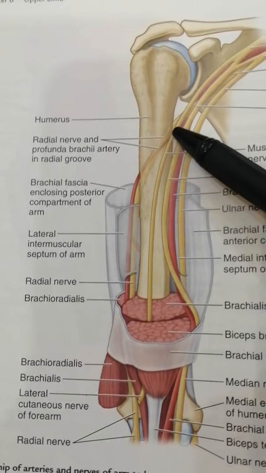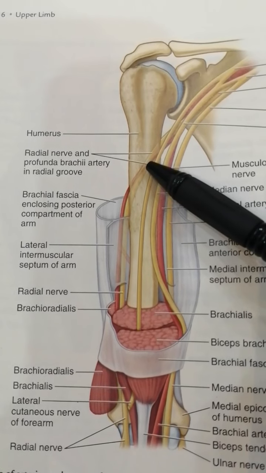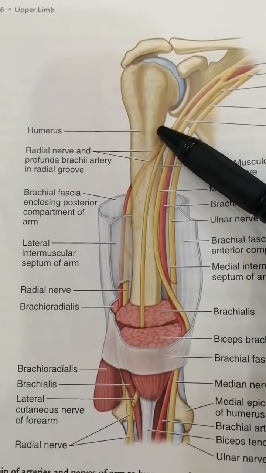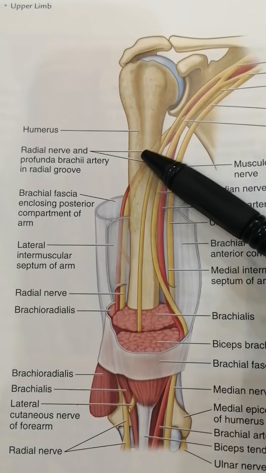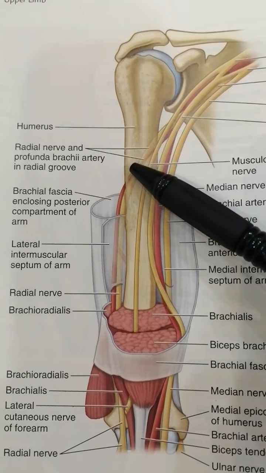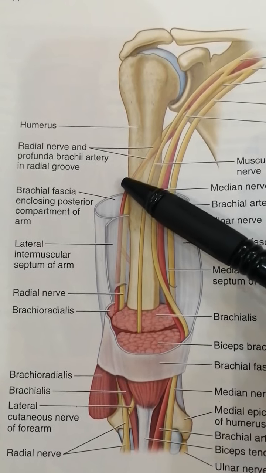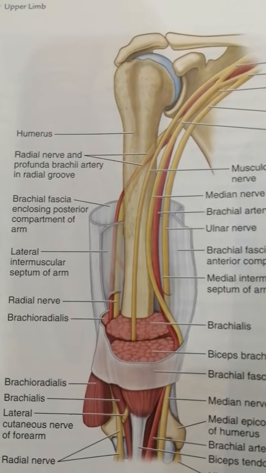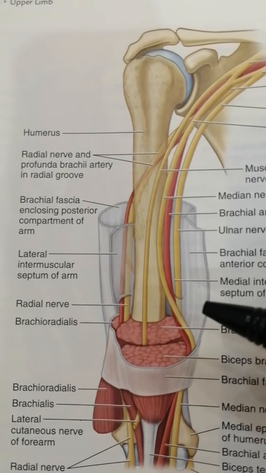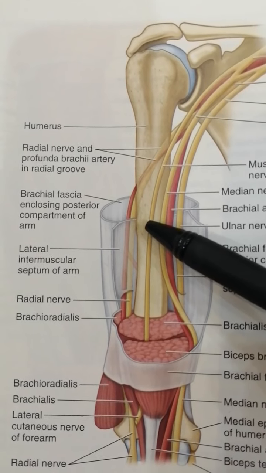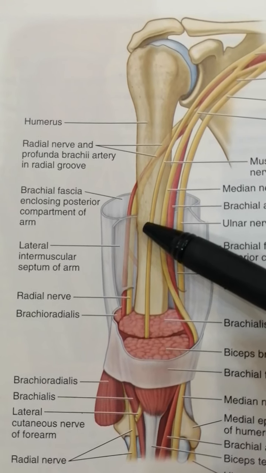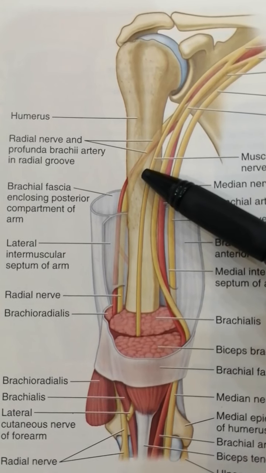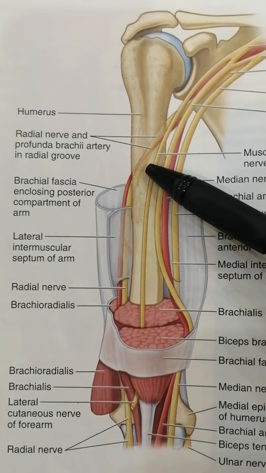Now it runs downward. ठीक है, and it gives branches to the long and medial head of triceps. Here it gives branches to the long and medial head of triceps. Then it descends inferolaterally. You can see here it passes inferolaterally with the profunda brachii artery and passes around the humeral shaft and enters into the radial groove. ठीक है, here there is a radial groove. The radial nerve descends in the radial groove, and the branch of the radial nerve to the lateral head of triceps arises within the radial groove. Okay, in the radial groove it gives branches to the lateral head of triceps.